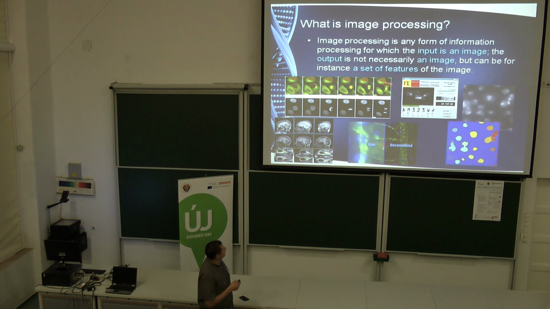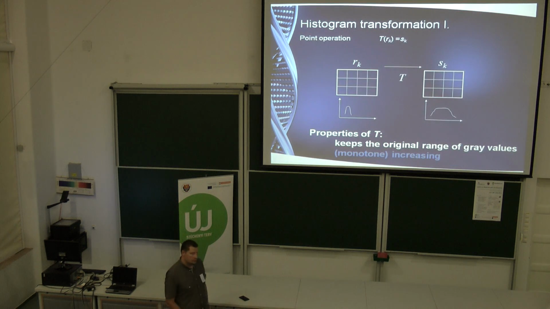The important thing is the output is not necessarily an image, but it can be any set of features, and here I put a couple of them. So nuclei detection, deconvolution, and other detection. But license plate number recognition is also something where there is an image and there is an output sequence, or medical image processing. Okay?